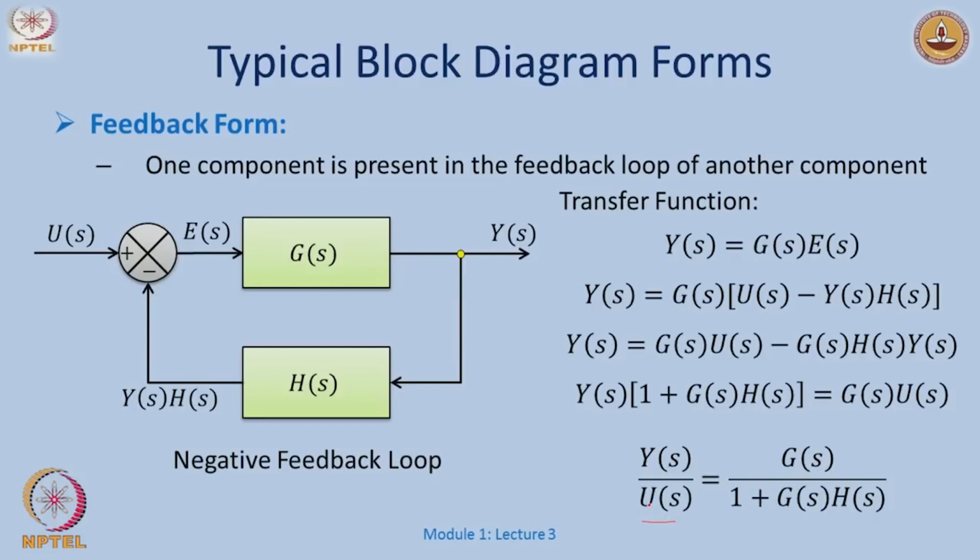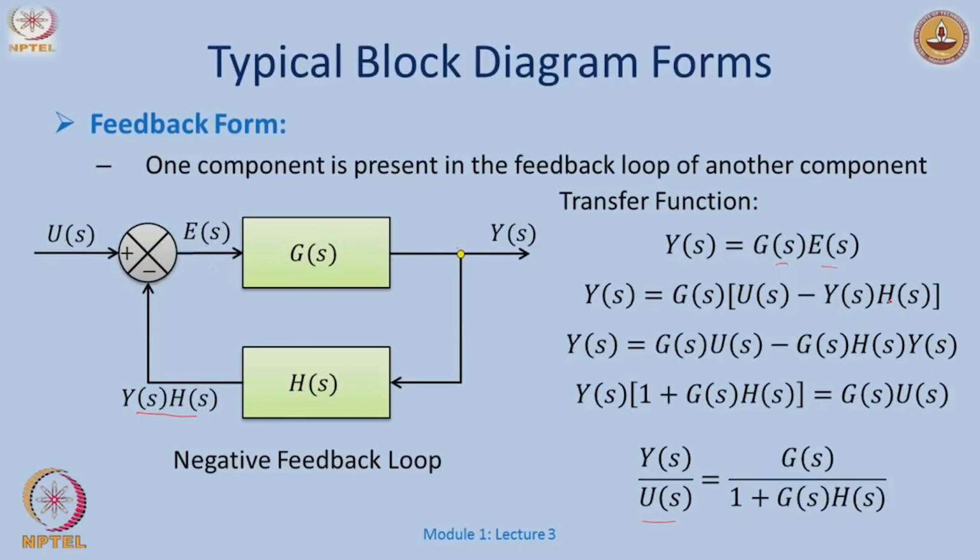Okay. So, let us start from here. Where does this Y of S come from? Y comes via G and E, written as Y is G of S times E of S. Okay, this is nice. Where does E of S come from? E comes as U minus Y of S times H of S. There is a little summing block here with a plus and a minus. So, E is plus of this signal minus of this signal. So, this I write here: U of S minus Y of S H of S.